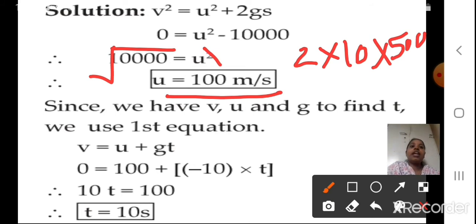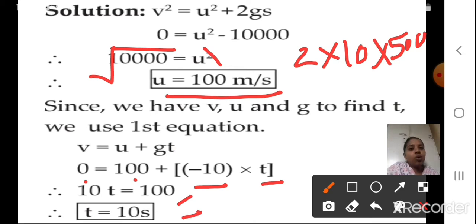Okay students, now since we have v, u and g, to find t, we use the first equation of Newton's law. So what do you get? v is equal to u plus gt. Okay, instead of a, again we have used g here. So what will it be? 0 equals 100, the u value, plus the g value we have taken, minus 10, multiplied by t. Okay, so when you solve it, I got 10t is equal to 100. So t is equal to 10 seconds.